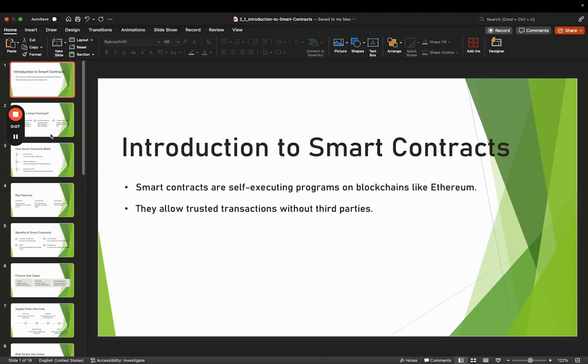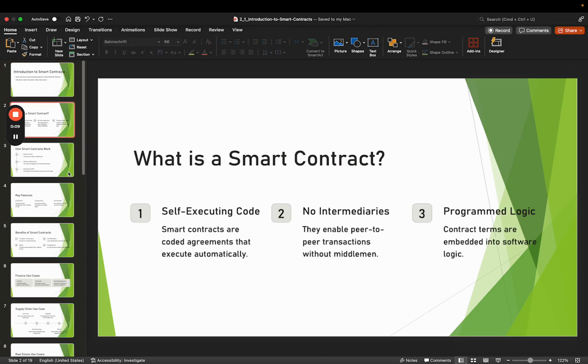Let's dive right in. So, to start, let's understand what a smart contract is. A smart contract is a self-executing contract with the terms of the agreement directly written into code. These contracts automatically enforce and execute the terms of the agreement without the need for intermediaries. They exist on blockchain networks, making them tamper-proof and transparent.